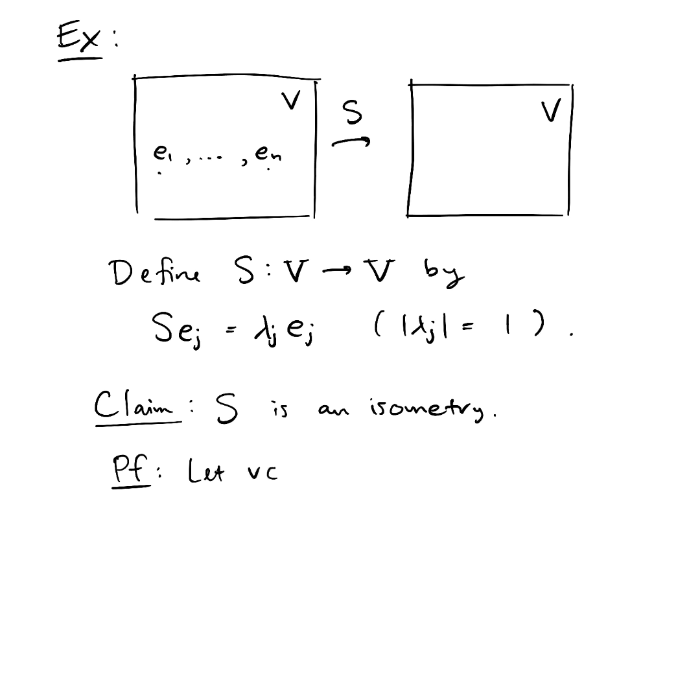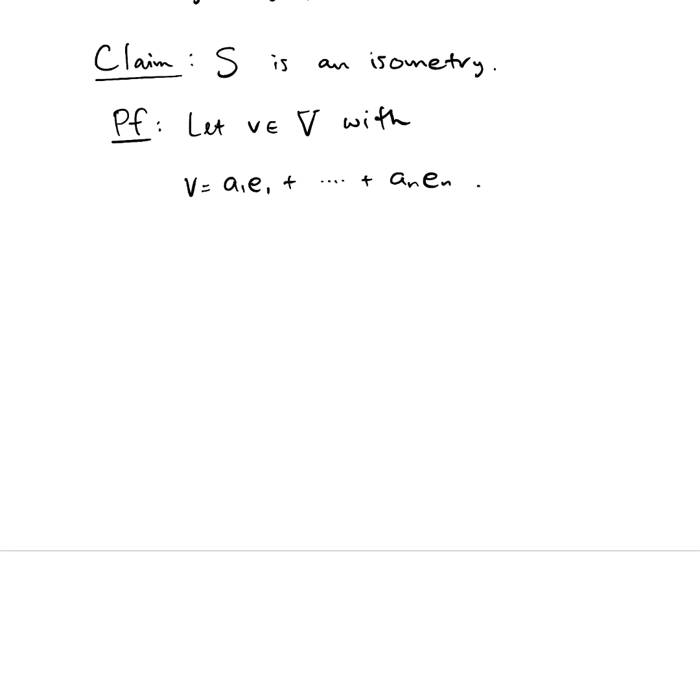Okay, so let little v be an arbitrary vector in big V. So little v is maybe here. Well, E1 through En are an orthonormal basis. So in particular, you can write V as a linear combination of them. So let's say V is A1 E1 plus dot dot dot AN En. Okay, so just grab a little vector V and express it in terms of the E's.